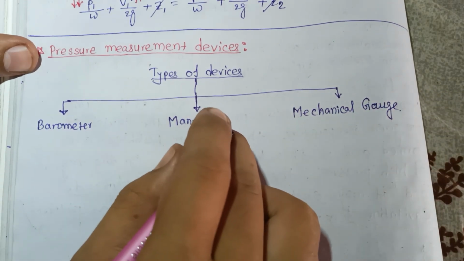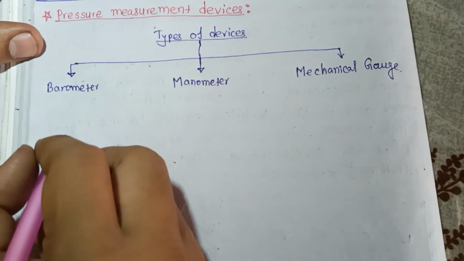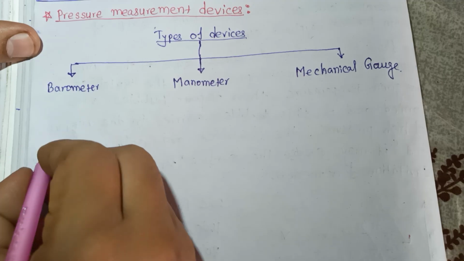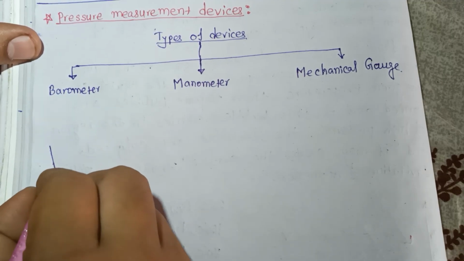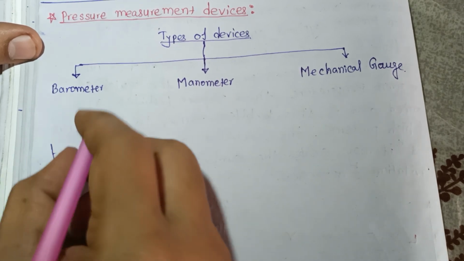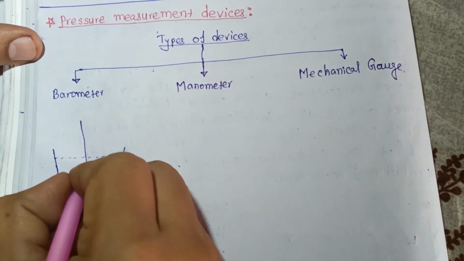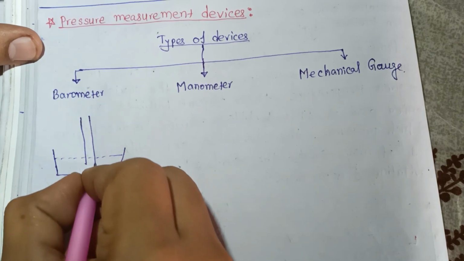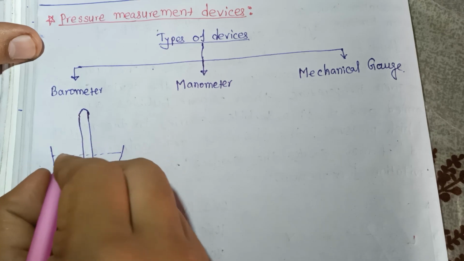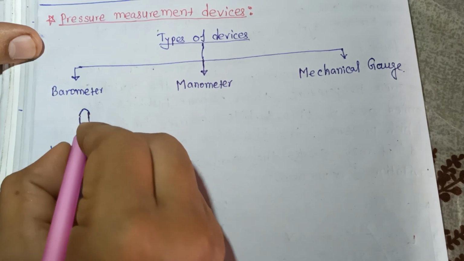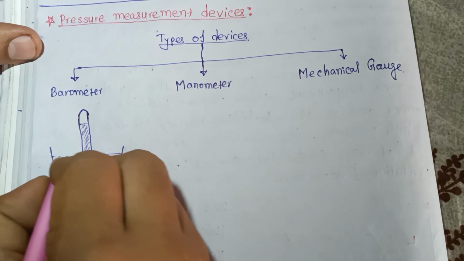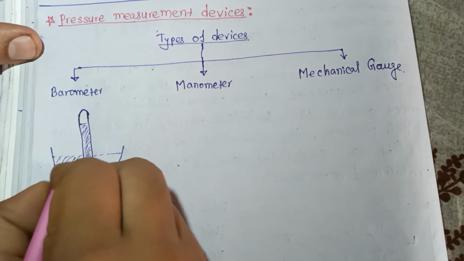So the barometer will be like this. The barometer basically measures the atmospheric pressure. Here there is mercury, and one mercury tube is there. Up to this point there is mercury. This is the mercury column height.